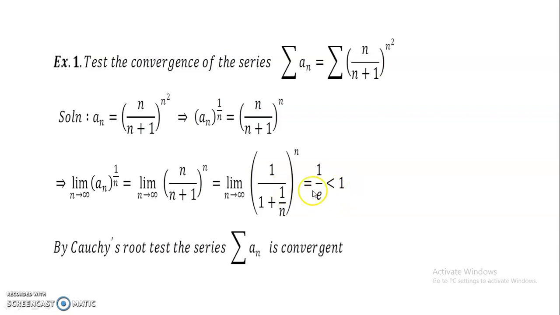It is a standard identity, it is e. So that is 1 by 2.71. It means it is less than 1. So by the Cauchy root test the series is convergent.